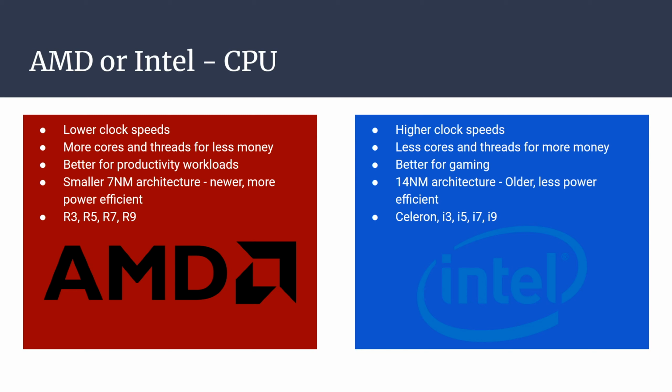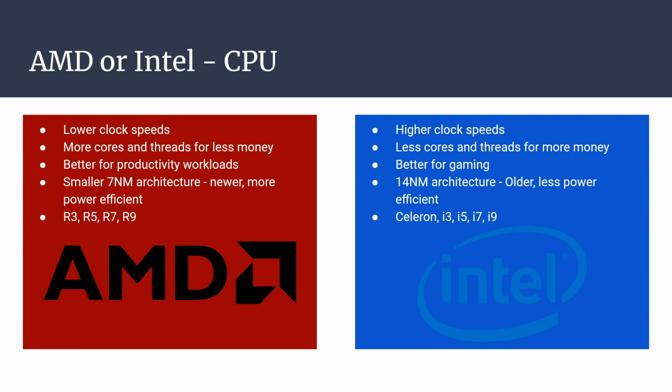CPU is often called the brain of the whole computer. It manages all the functions and all the data processing and whatnot. There are two main competitors in the consumer market for CPUs. On the left, you can see that we have AMD, and on the right, we have a company called Intel. So let's start with AMD.